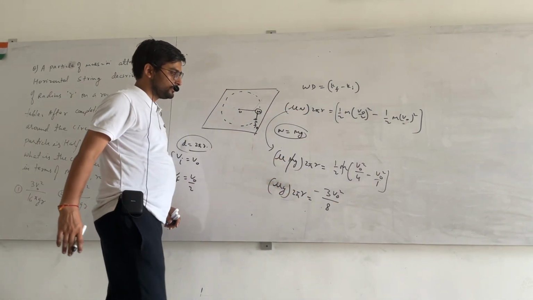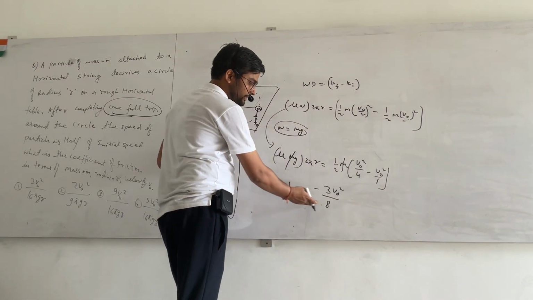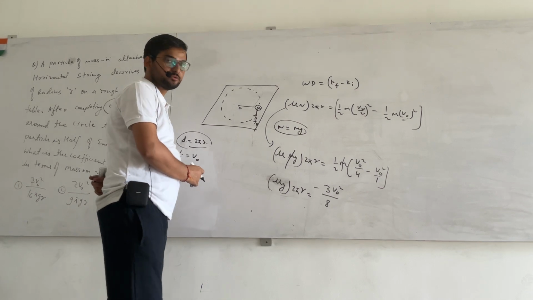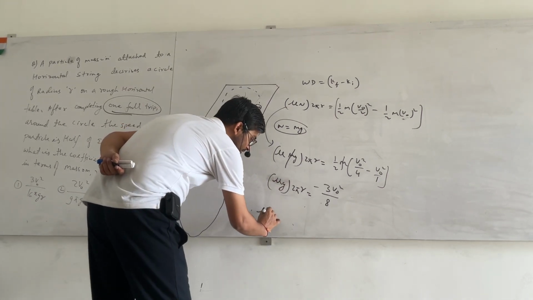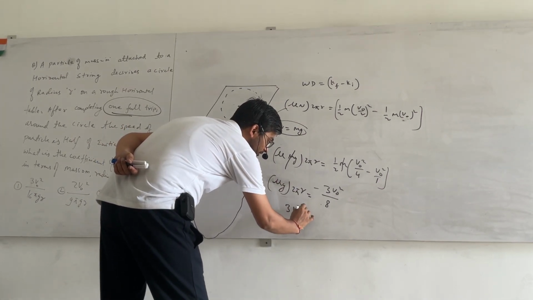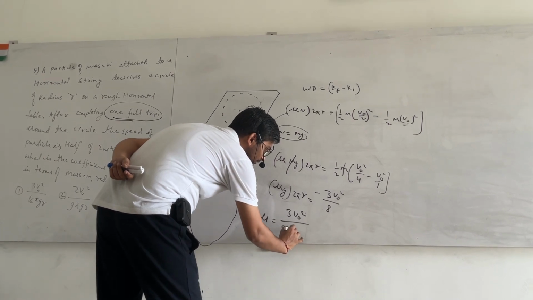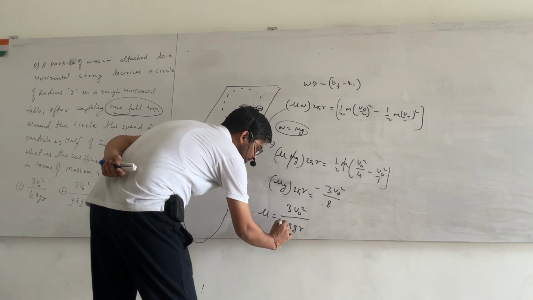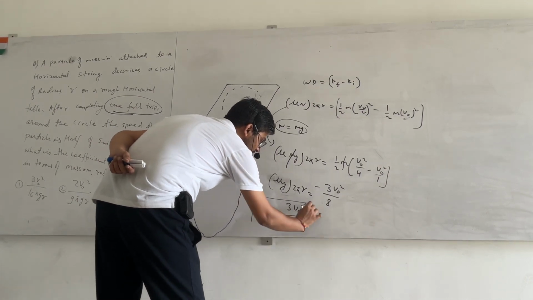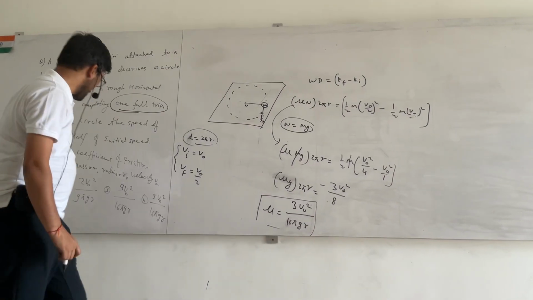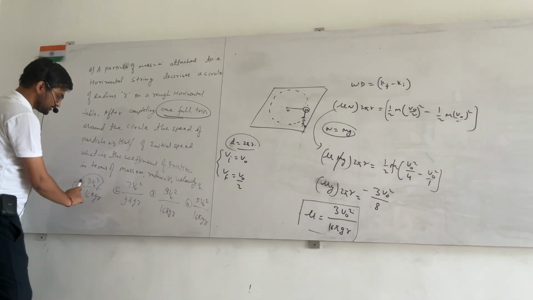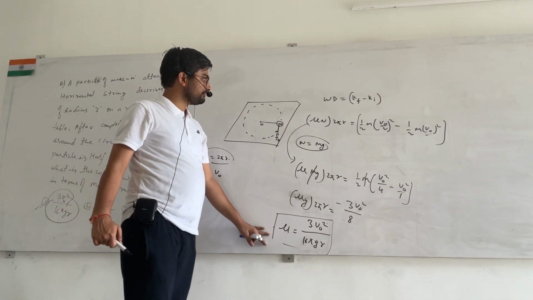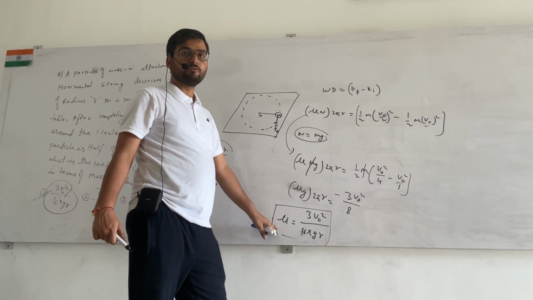Since the question asks for the value of mu, we divide through, and mu is 3 V naught squared by 16 pi g r. So this is the value of mu, which is option number one. Option one is the correct answer, and we easily found the value of mu with the help of the work energy theorem.